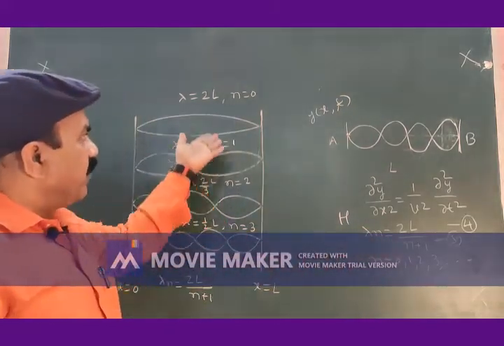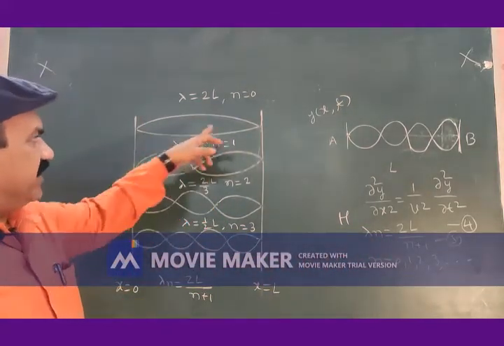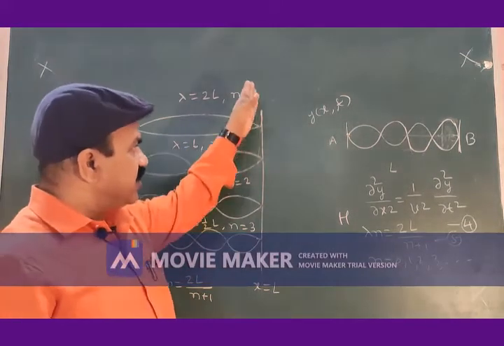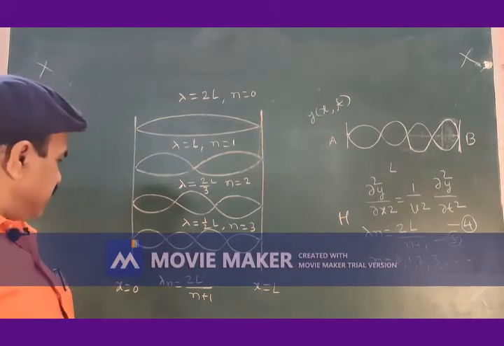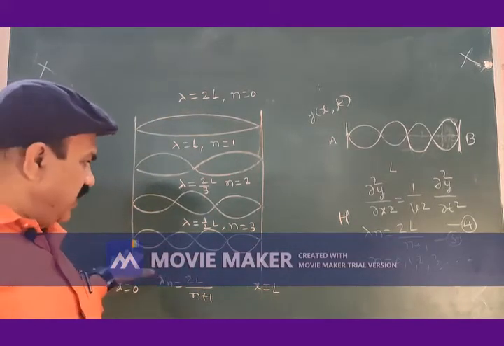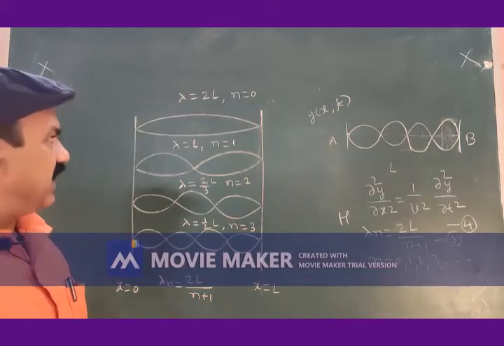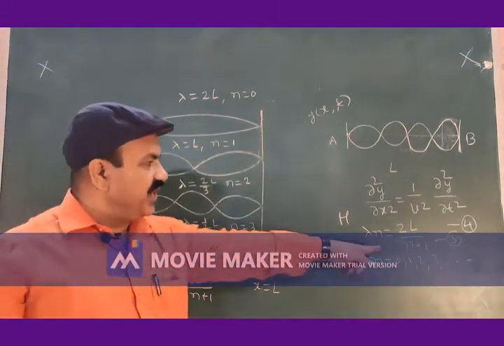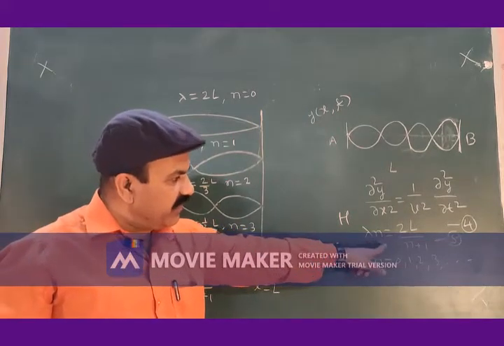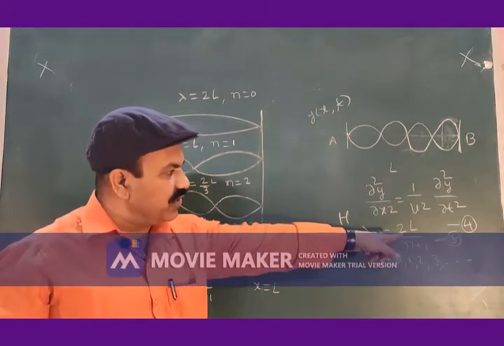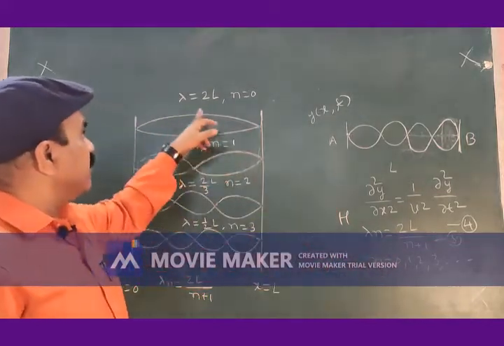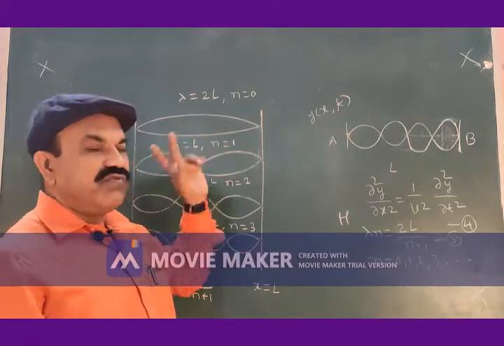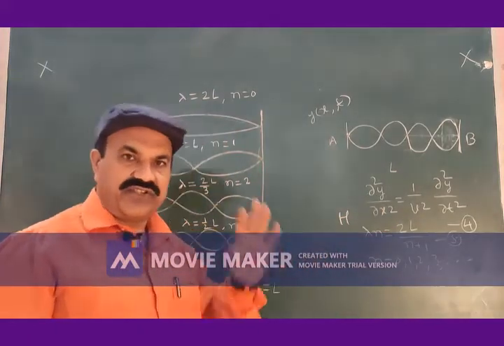This solution I have plotted in this figure. This is the stretched string, one fixed end, the other fixed end, x = 0, x = L, the length of the string is capital L. When n = 0, put here 0, λ0 will be simply 2L divided by 1. So I have written here λ = 2L when n = 0. This is one possible solution for this equation.